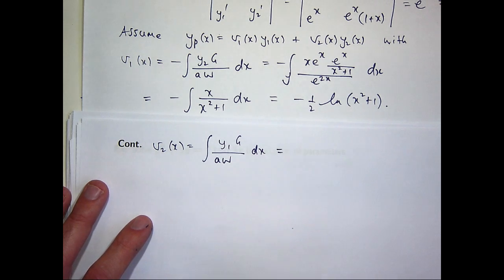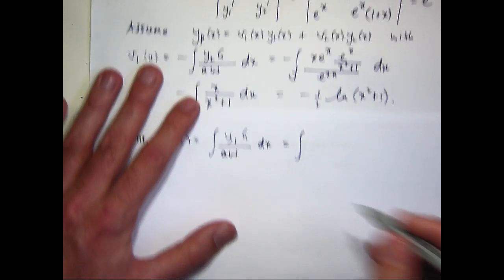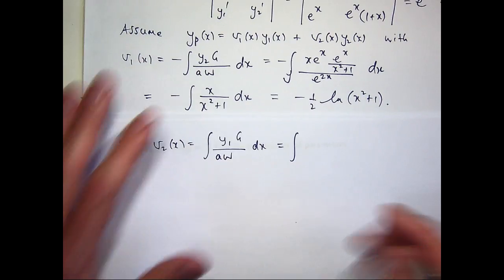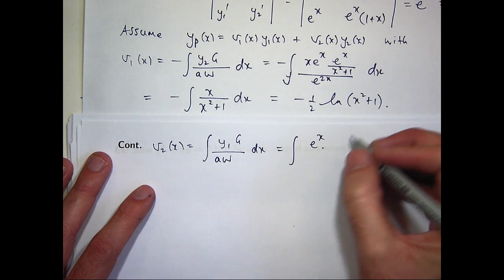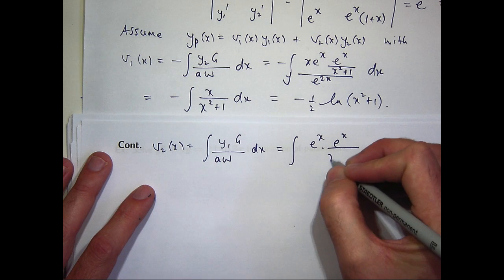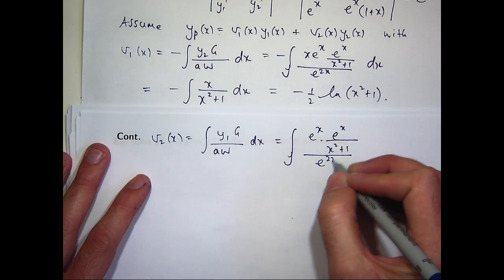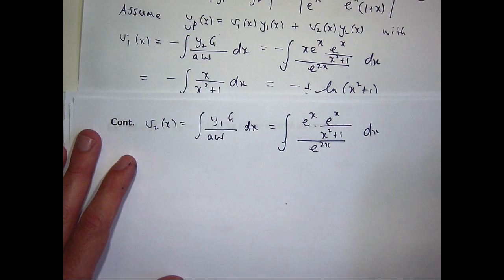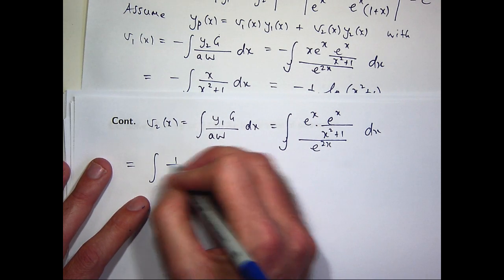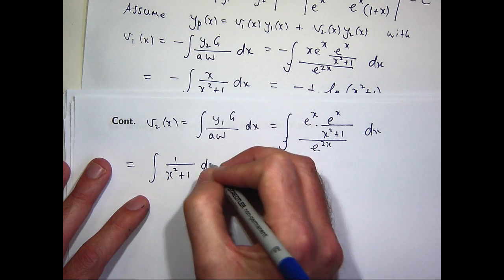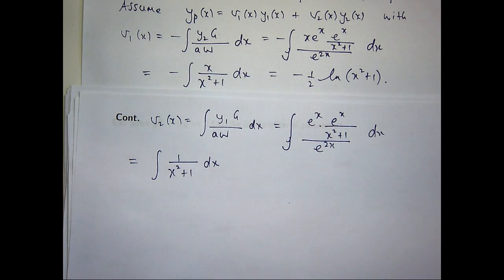So y1 is e to the x, g is this, so let's sub that in. W is this, a is 1. Again, you can see some cancellation going on here. The exponentials are going to cancel out, and we're going to be left with something like this. So we're going to get something like an inverse tan for this one.